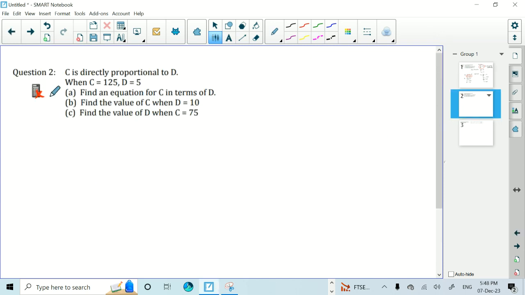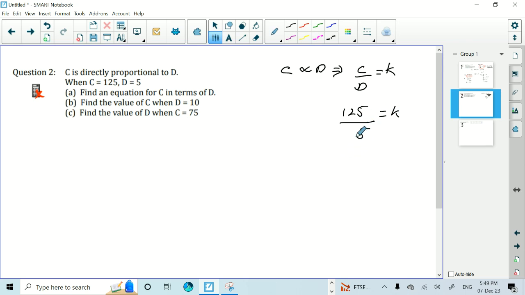Question number 2. C is directly proportional to D, which means that C divided by D is equal to your constant of proportionality, K. So, when C is 125, D is 5. So we're going to find K, the constant of proportionality. 125 divided by 5 is equal to K. And what's that equal to?